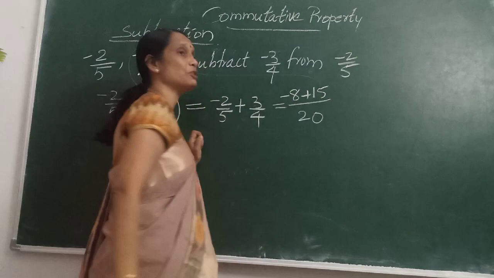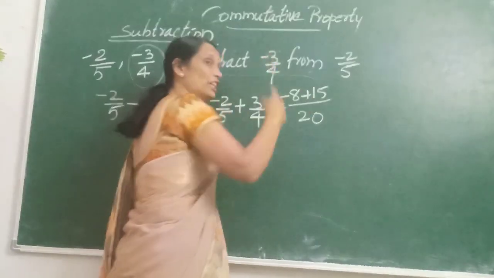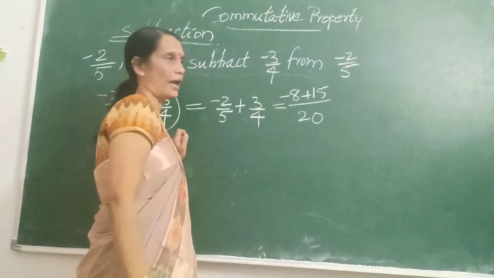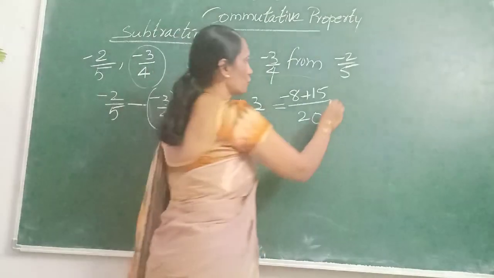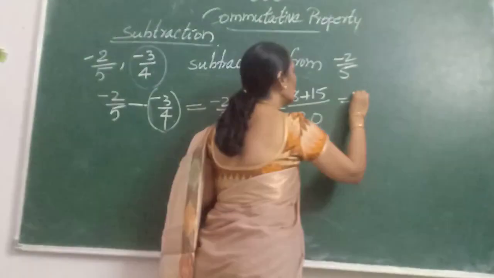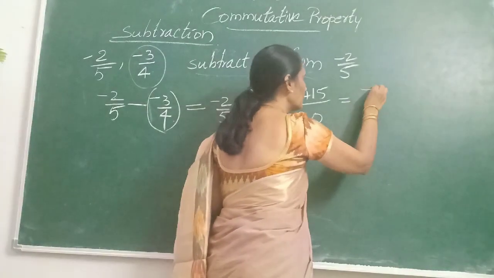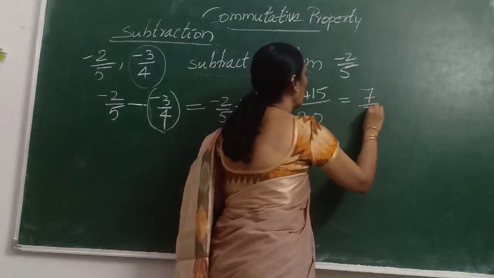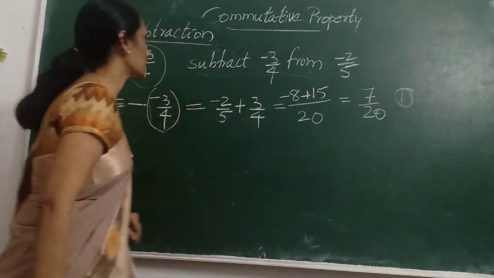What is minus 8 plus 15? The difference between 8 and 15 is 7. And among these, which is the bigger number? 15 is the bigger number, and 15 is positive, so we give plus 7. That means simply 7 by 20. So this is the first case: subtract minus 3 by 4 from minus 2 by 5.